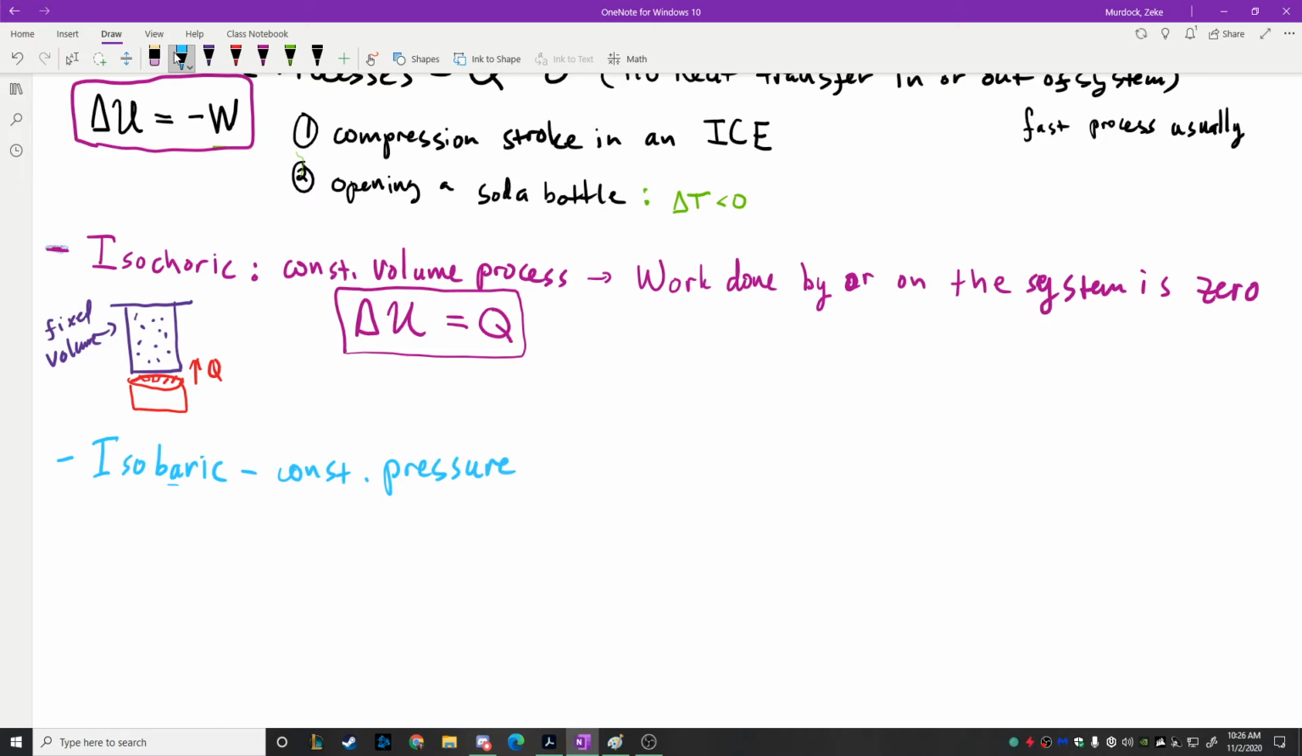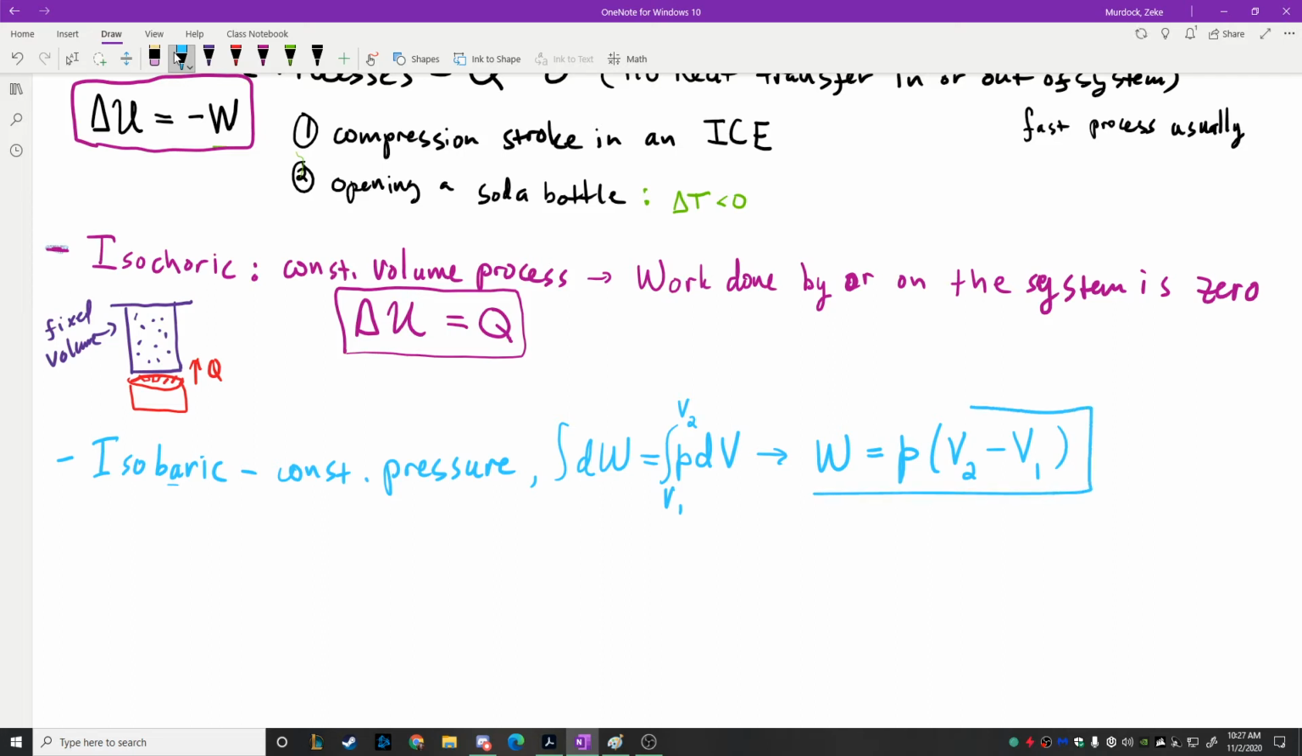So if pressure is constant, then our equation that said that dW was equal to PdV, if we integrate both sides of this and the pressure is constant so we can pull it out, then this equation simply becomes the work done is equal to the pressure multiplied by the volume change from some volume V1 to V2. So this would become just pressure times V2 minus V1. So that's an isobaric process. Any questions about that?